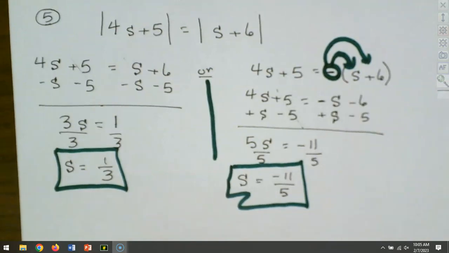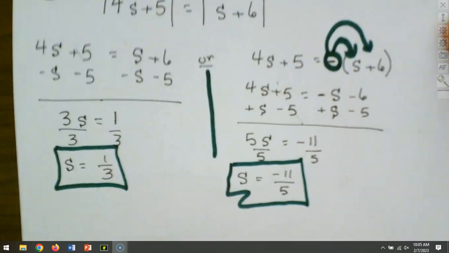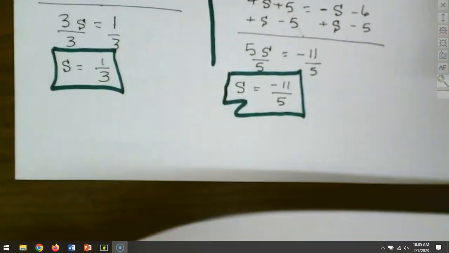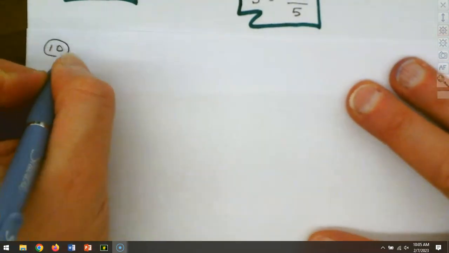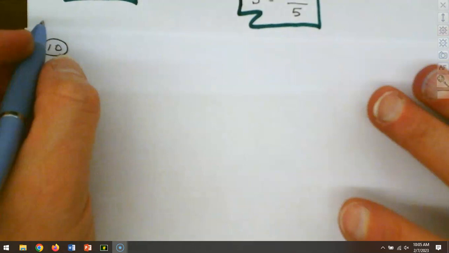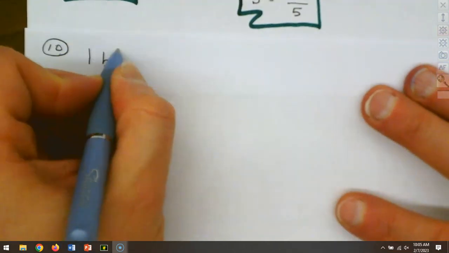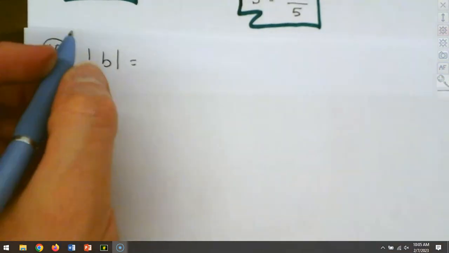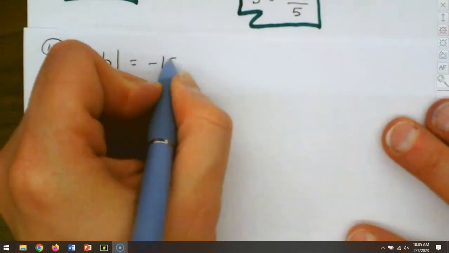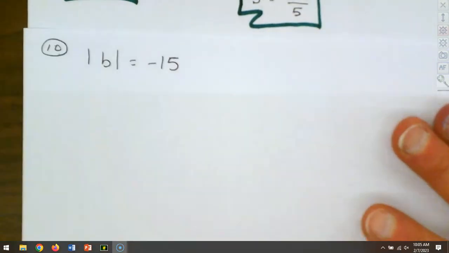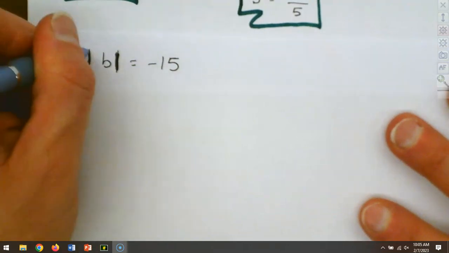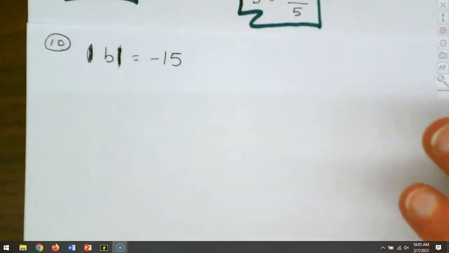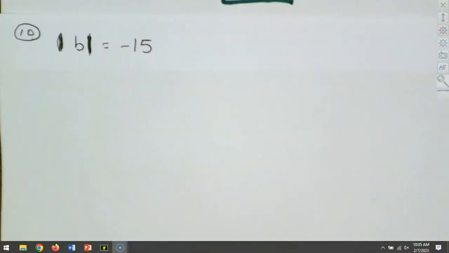Looking at another one, this one's a little bit different. We're going to talk about question 10. And this is a very easy question. And this is something that I like to put on the exam. So this is an easy question. It just makes sure that we understand absolute values.